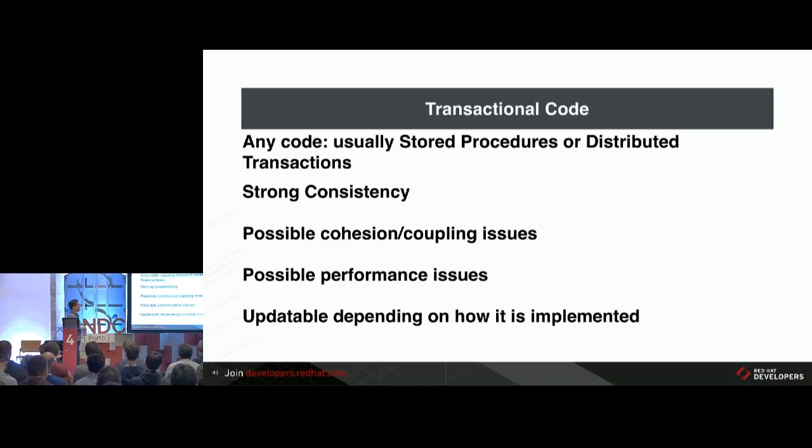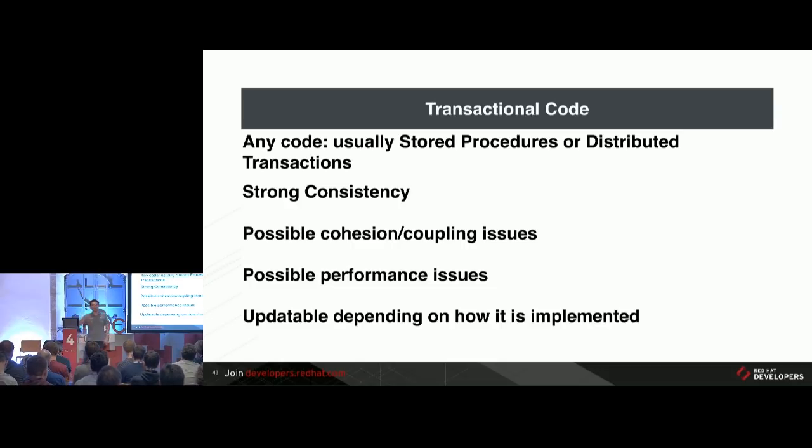Transaction code is the same case as trigger, but instead of using triggers, you might be using stored procedures or distributed transactions, XA or two-phase commit. And you also have strong consistency. You have possible cohesion and coupling issues because, again, it only really works for point-to-point integration. You might have performance issues. It's updatable, even though we don't recommend it.